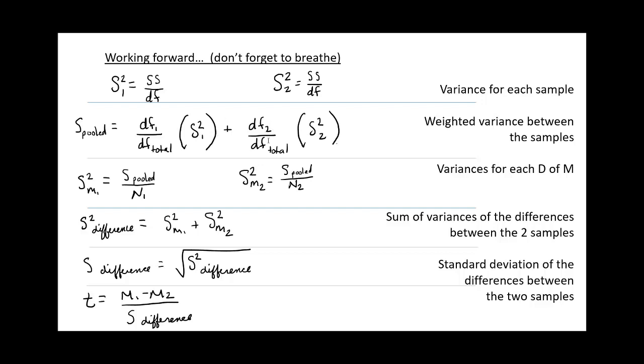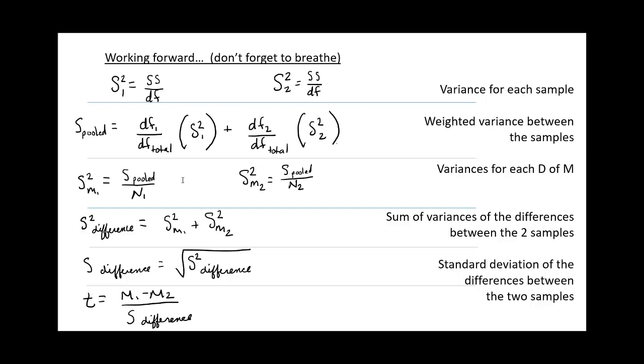And we add those together, and that gives us an overall pooled variance. It tells us how much variance is in each sample when we add them together. So this is one number, the pooled variance. Once we have the pooled variance, this tells us how much variance is between the two groups. The next step then is to convert each sample into a distribution of means.